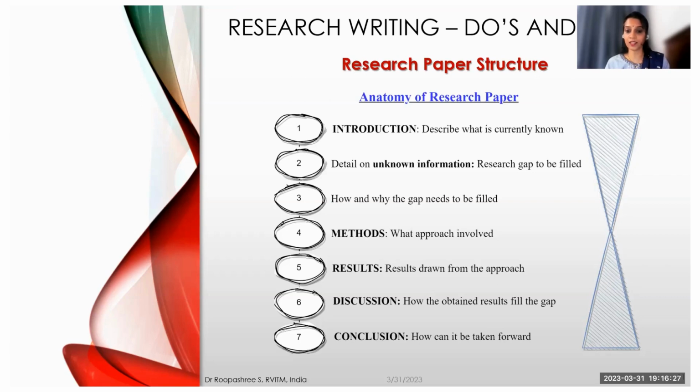The 5th point is the results. What are the results that we have derived for applying the specific approach or the algorithm? And 6th is the discussion section, which has to be explained in a very broader manner, in detail, specifically with clarity, the obtained result by filling the gap that we would have told in the introduction, methods, and results.